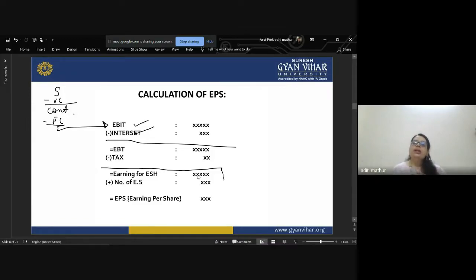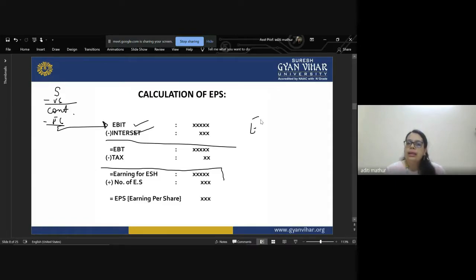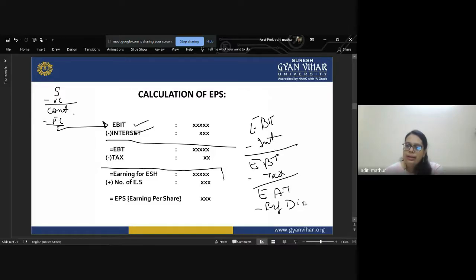So let us assume that you have preference shares. Then your table will be: EBIT minus interest, which gives you EBT. Then you deduct your tax, you come to EAT, then you give the preference dividend, and then you arrive at earnings available to equity shareholders, right?